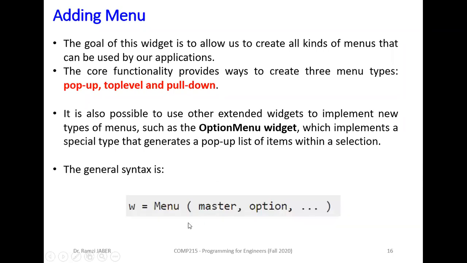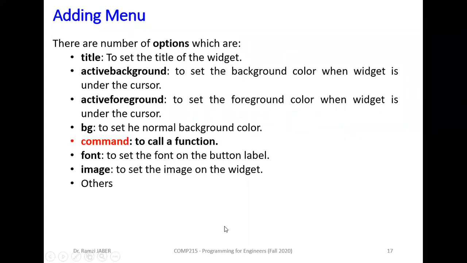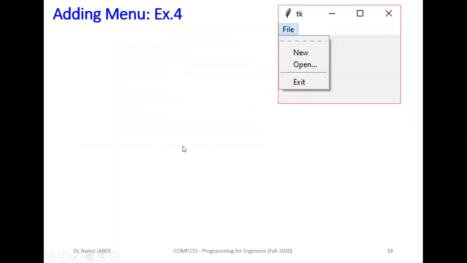The general syntax will be w equal menu, master, option. There are options like title, active background, and so on, and command to call a function. Focus on this: command to call a function. Example: we want to create a File menu, and inside the file, New File, Open File, and Exit.